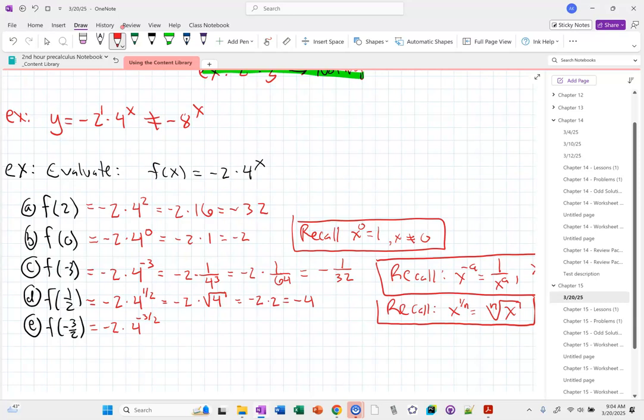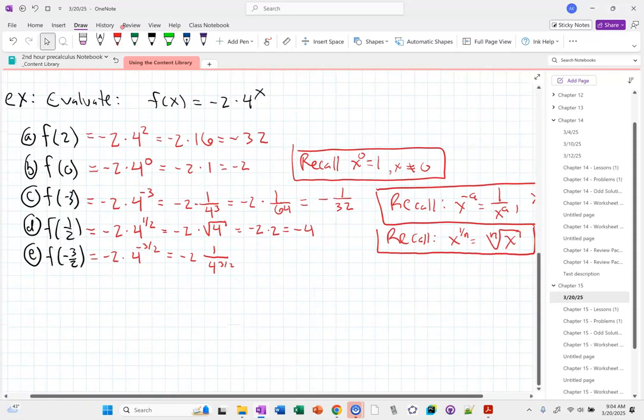So the next one is f of -3/2. So that's going to be -2 times 4 to the -3/2. So I would start by dealing with the negative exponent. Everybody's okay there?